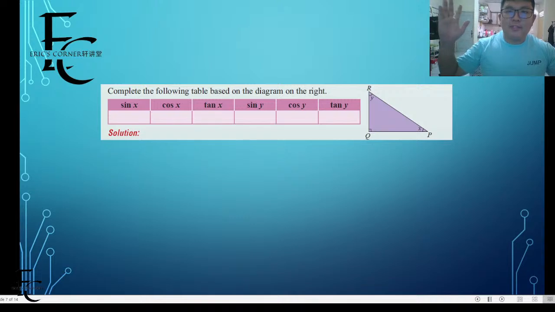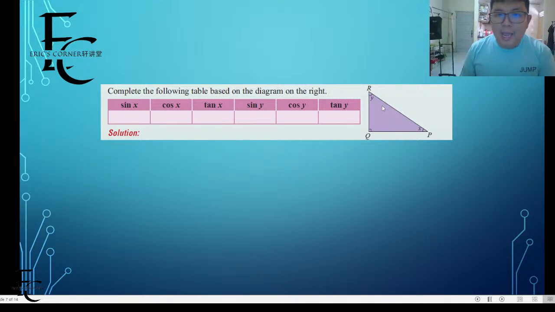So let us give some examples here. Complete the following table based on the diagram on the right. So what is sine x? We can see the x is here, at angle QPR. So our sine x will be the opposite side, which is QR, over the hypotenuse, which is RP. So it will be QR over RP. So this is our sine x.